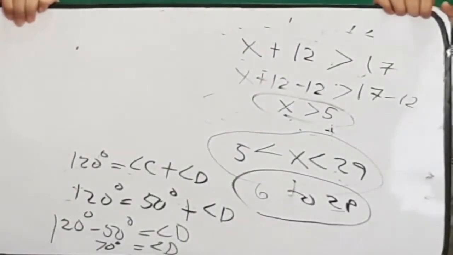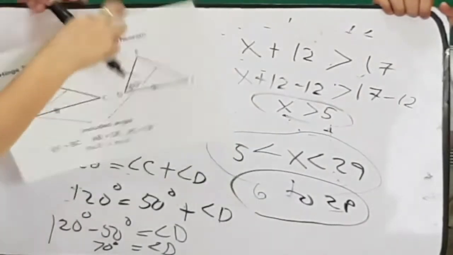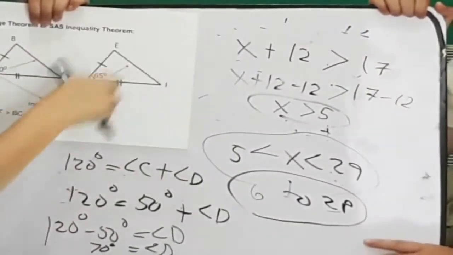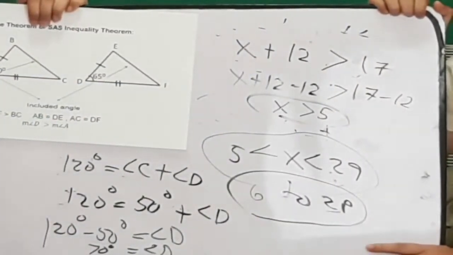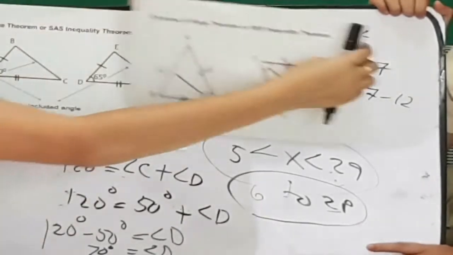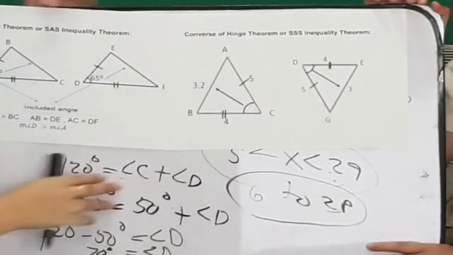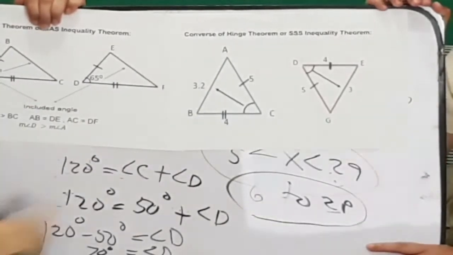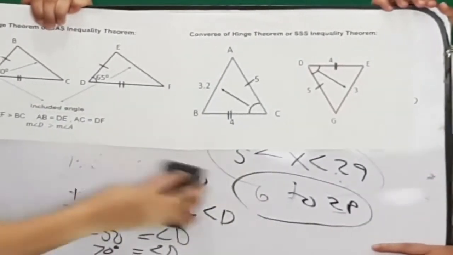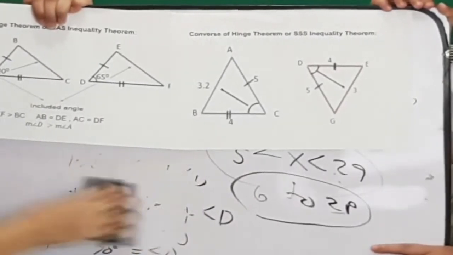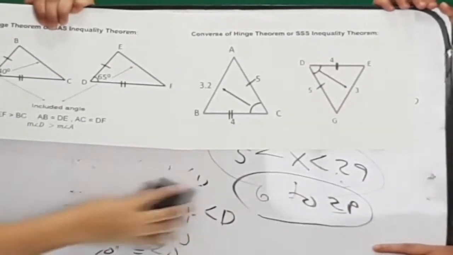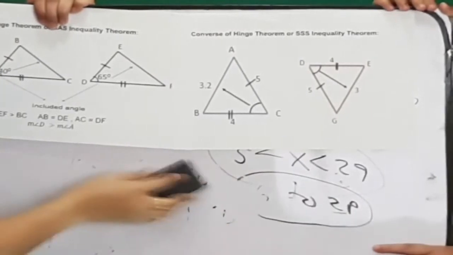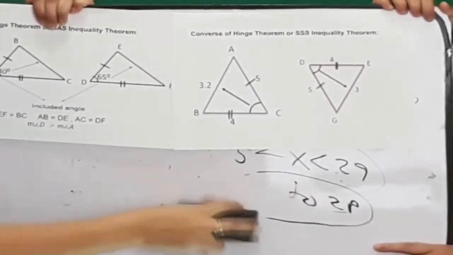Okay, the hinge theorem, or SAS inequality theorem, states that if two sides of one triangle are congruent to two sides of another triangle, but the included angle of the first triangle is greater than the included angle of the second, then the third side of the first triangle is longer than the third side of the second. Okay, so that is all about the hinge theorem.